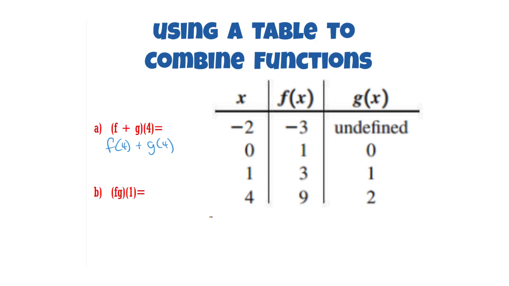And I've got to do it in that order, so I'm going to start here with 4. I'm going to plug it into the f function. When you plug 4 into the f function, you get a 9 back. So I guess I'll go ahead and write that right here. That's a 9. And then you're going to put 4 into your g function. When x is 4, the g function is 2.